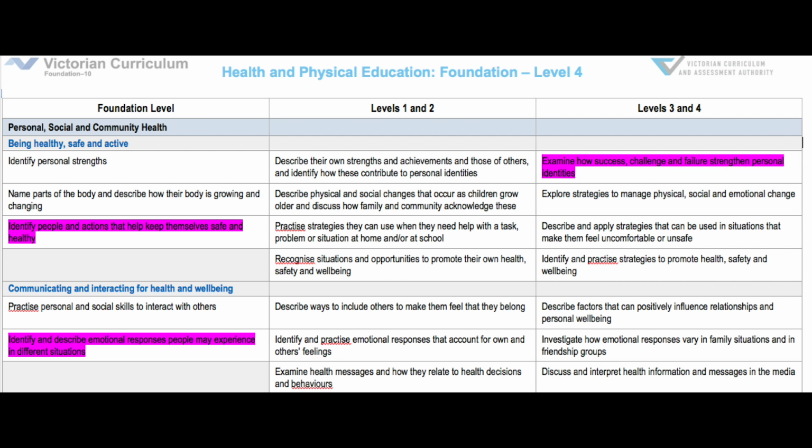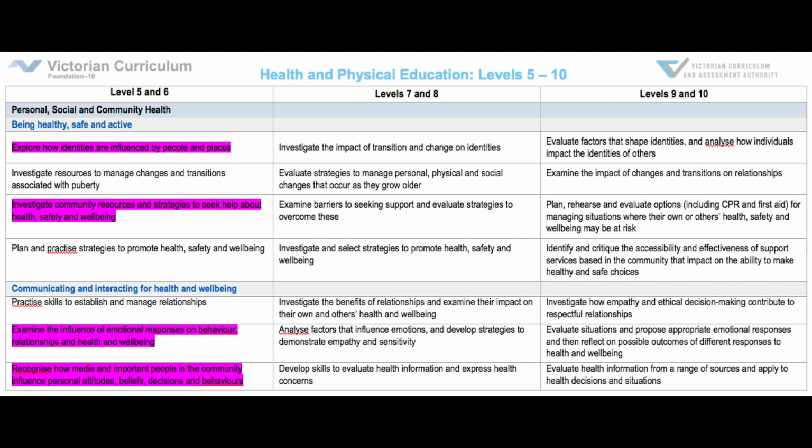Our installation and the idea of slavery can also be explored through the health and physical education domain of the Victorian curriculum. In Foundation to Level 2, students identify and describe emotional responses people may experience in different situations. Through the pictures and videos in our installation, students can explore the emotional responses that would take place from people experiencing slavery and the effect that it would have on their mental health. Students can also learn about how the extreme conditions of sweatshops and slavery would affect their overall health and well-being.